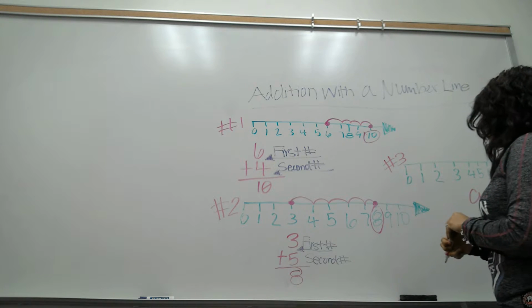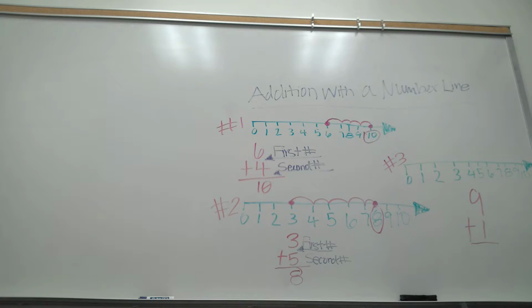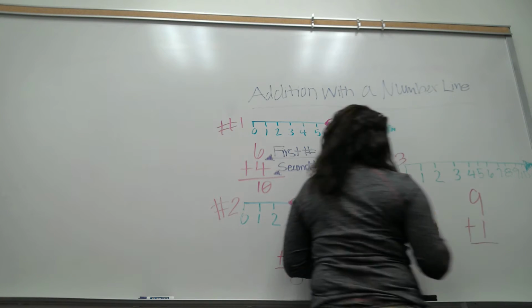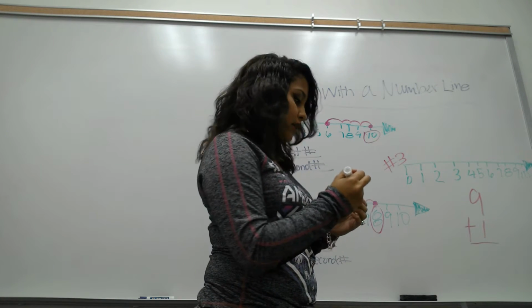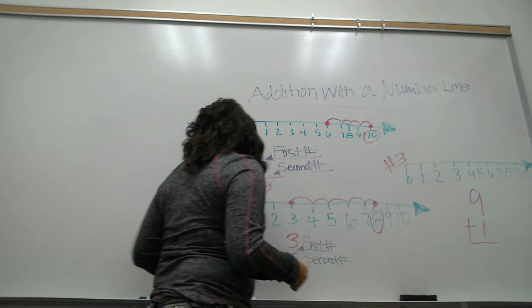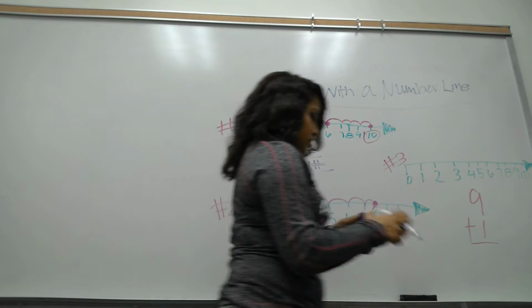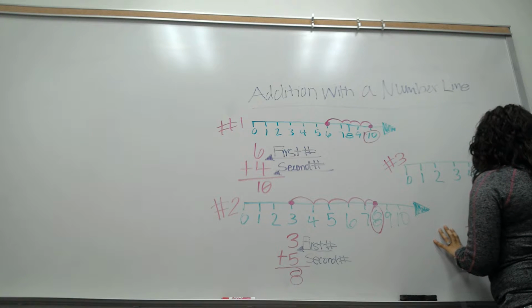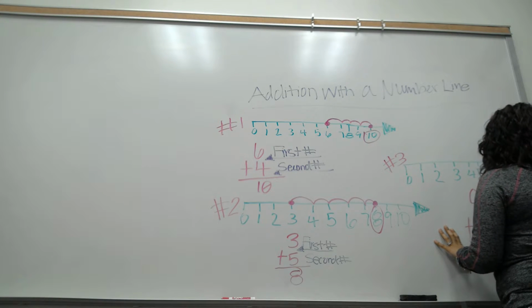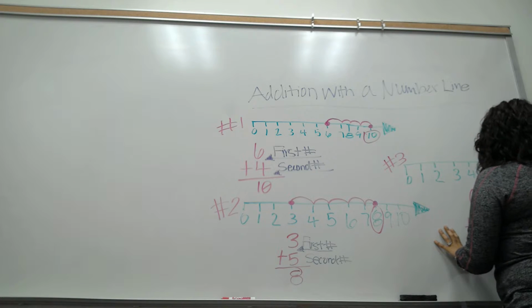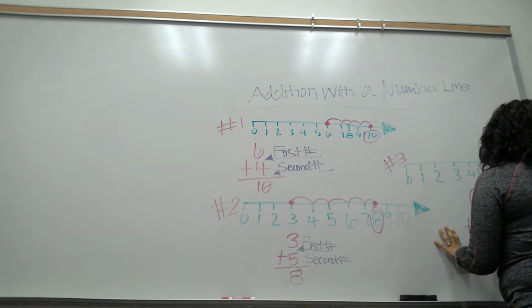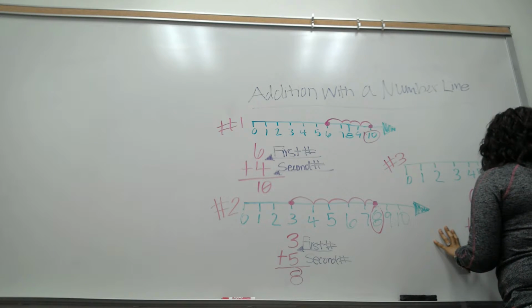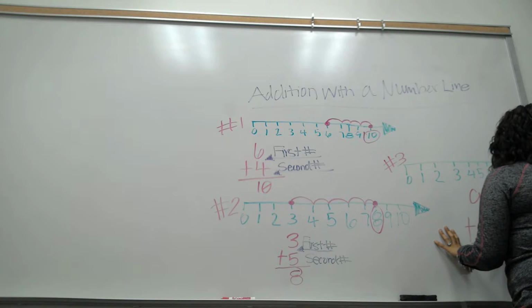Okay, so let's look at number 3. Our third example problem is 9 plus 1. So, again, we need to identify our first and second number. Our first number in this problem is going to be number 9, since it's on the top. And our bottom number this time is the number 1, so that will be our second number.